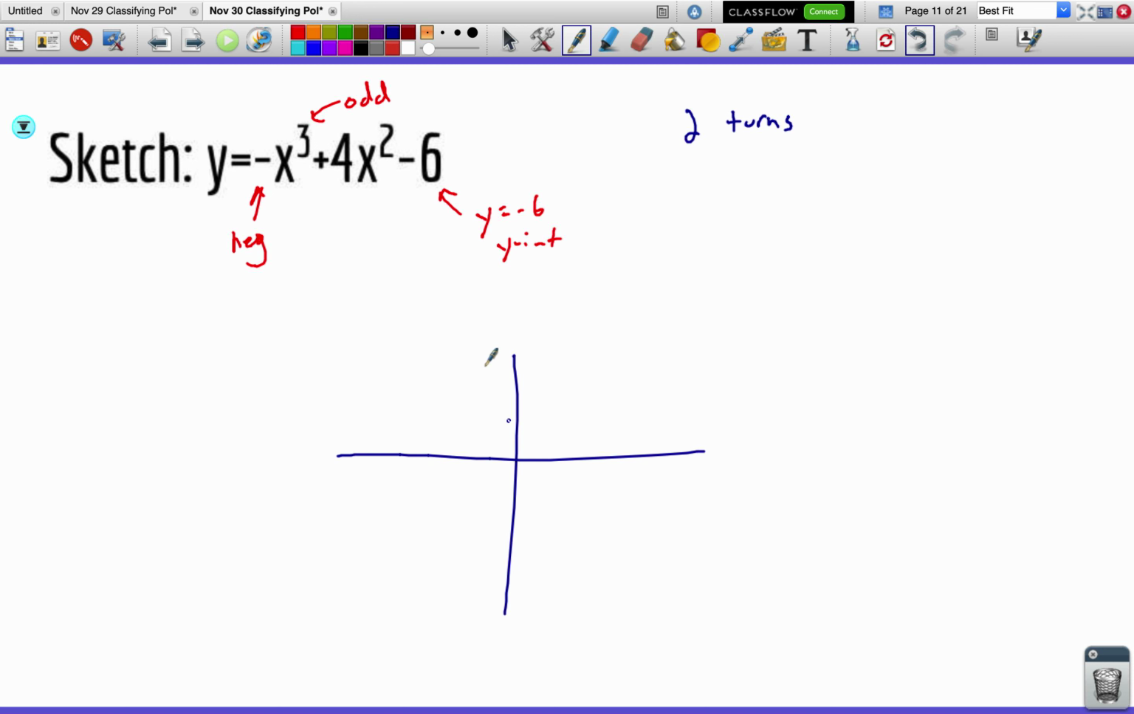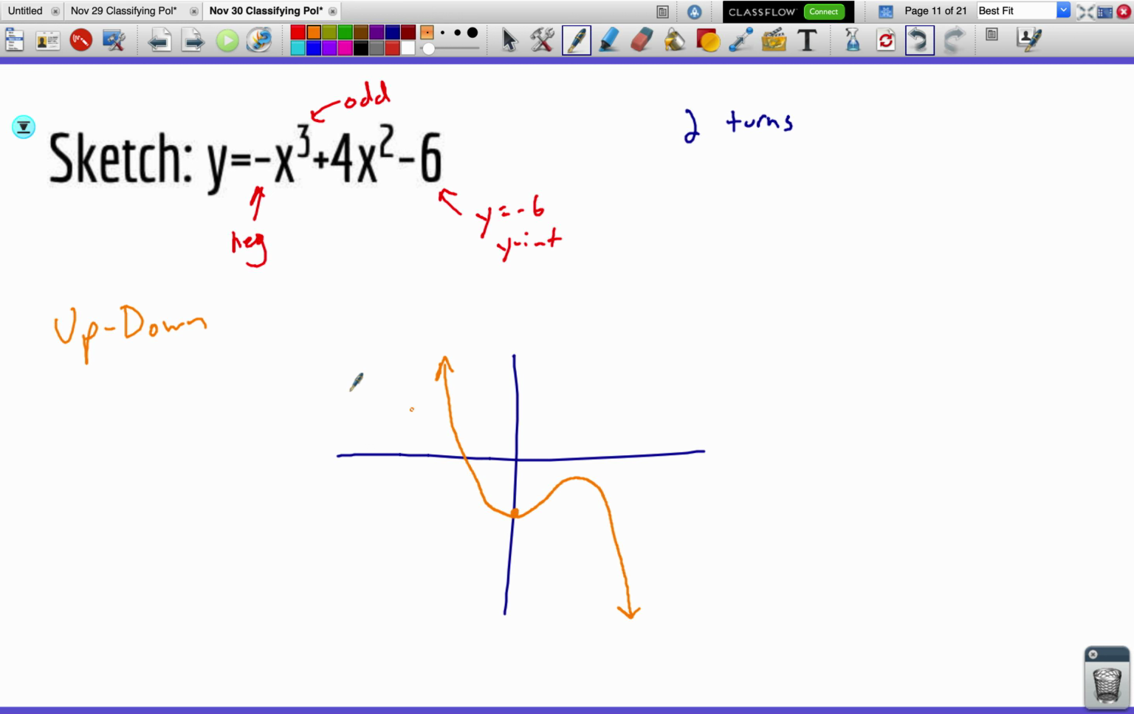Okay, so odd, negative. Negative means it will finish down. Odd means that they won't match. So this has got to have up, down end behavior. Y-intercept of -6. And then we can put those 2 turns kind of wherever we want, just to see what this graph could look like.